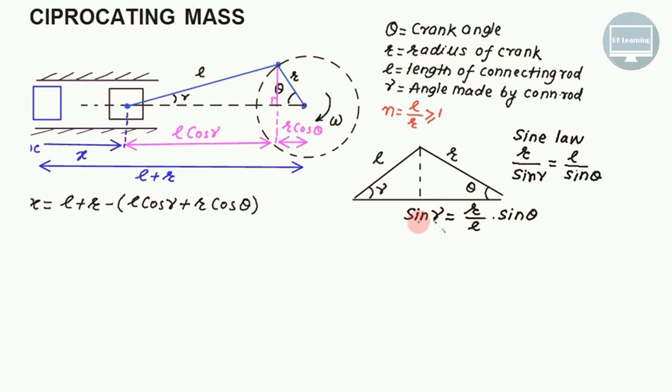So I have successfully developed the relation for sine gamma, but I need cos gamma. Can we write cos gamma equals the square root of 1 minus sine square gamma? What is my n? It is L by r, and this one is r by L. So this term is sine theta divided by n.